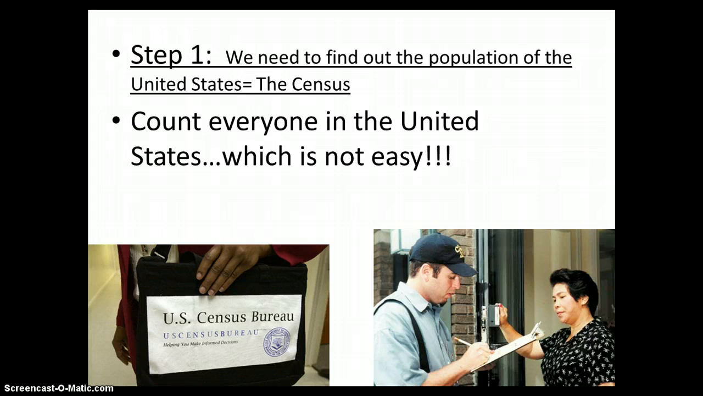Literally, the government counts everyone in the United States, which is not easy. The government has workers called Census Bureau workers that go door to door in every county, in every state, and they ask how many individuals live in your household, and then they collect all that data and give one population approximation.